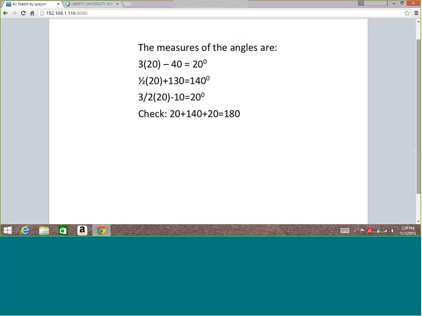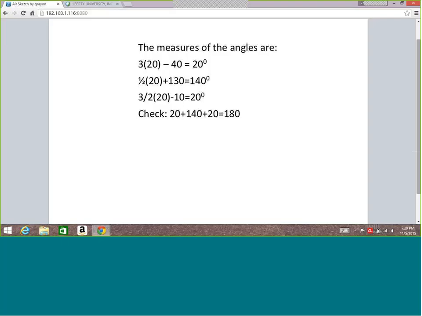So we end up with the triangle where you have 140 degrees and then 2 angles that are 20 degrees. And it's a good idea to check this and make sure that when you add all 3 angles together you get 180 degrees total, because otherwise, you know, you messed up somewhere along the way. So this is 3 times 20 minus 40, 1/2 times 20 plus 130, and then 3/2 times 20 minus 10. And that's how I ended up with the 3 angle measures for the triangle.